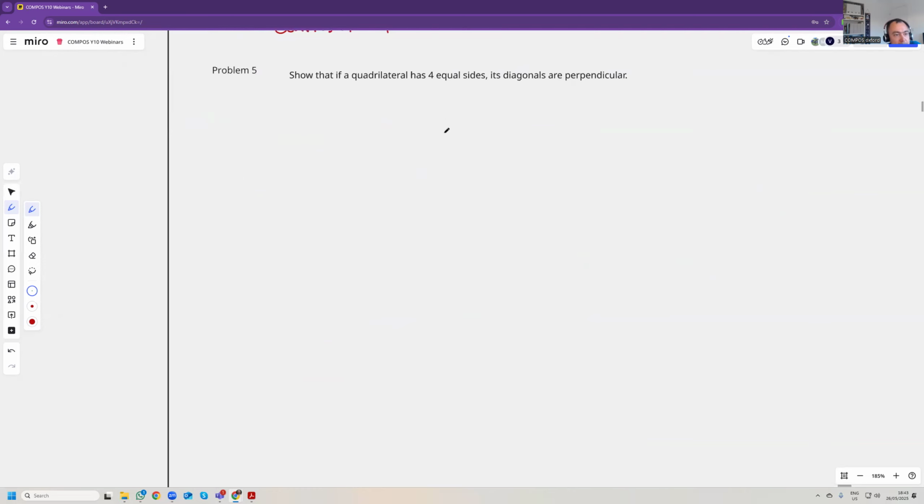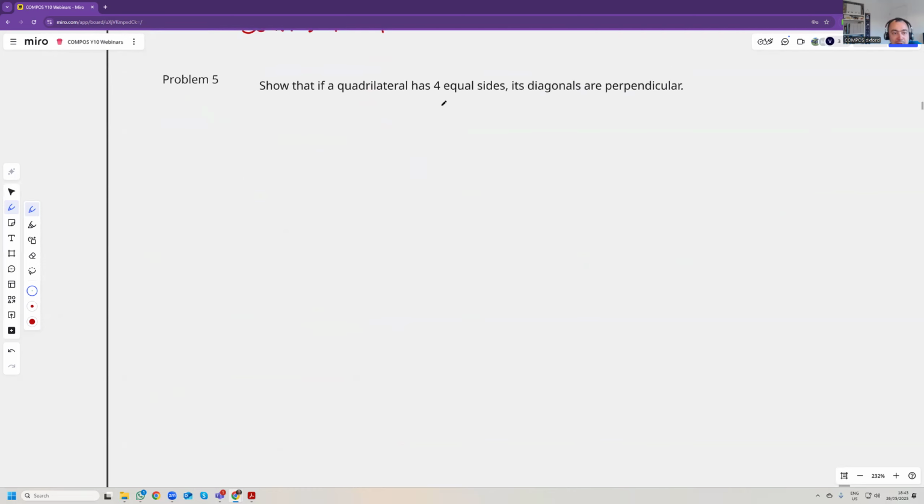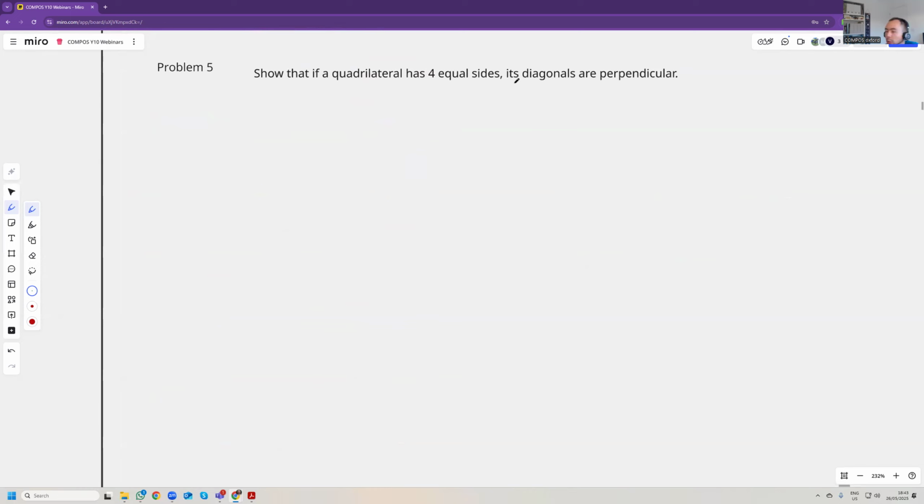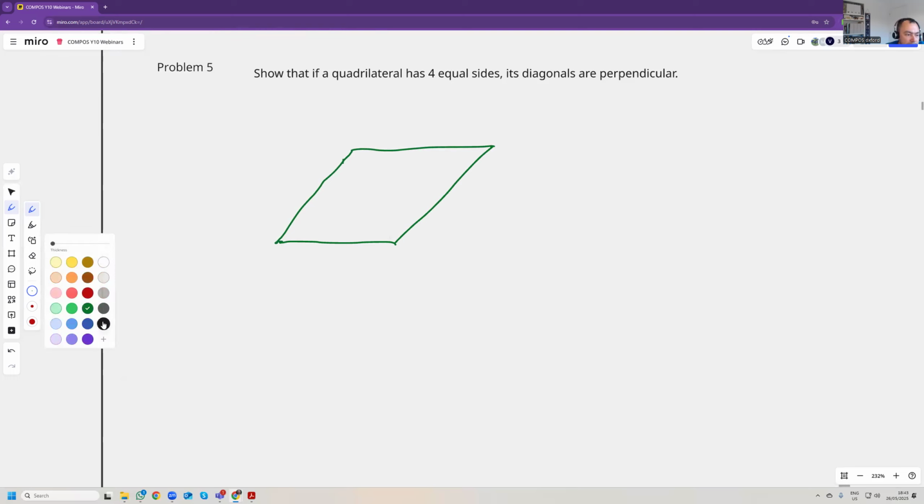Problem 5. Show that if a quadrilateral has 4 equal sides, its diagonals are perpendicular. Well, 4 equal sides, that's a rhombus, right? So basically we need to prove that the diagonals of a rhombus are perpendicular.